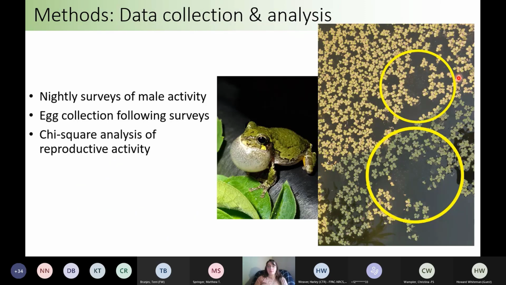So once that 25-day period was over, I started doing nightly surveys of male activity. So I just went out and looked for any males that were calling on any of those tanks. And then the morning after, I would go out and collect any eggs that were laid in those tanks. And that is what those eggs would look like. Obviously, it's really difficult to see if they're in duckweed. Okay, so after I got those numbers, I used a chi-square analysis just to detect if there were any differences in male and female preference between the treatment and control tanks.